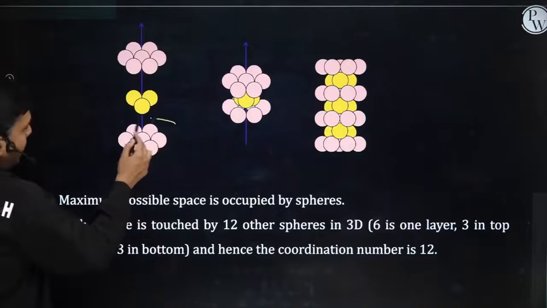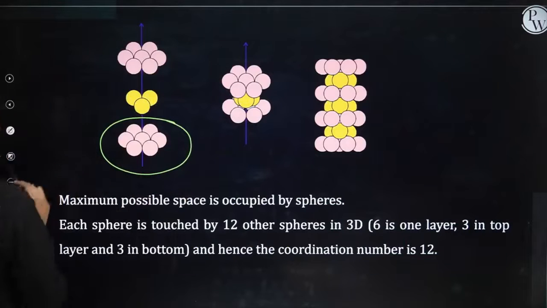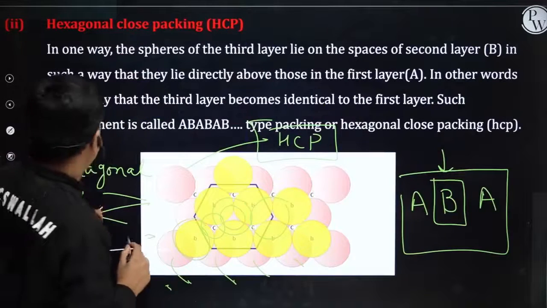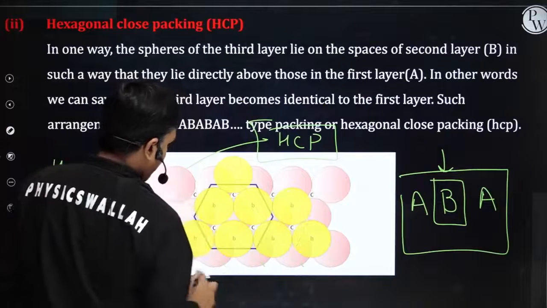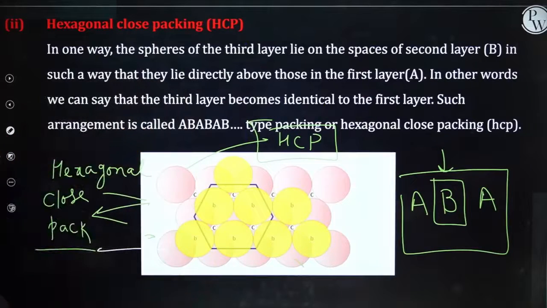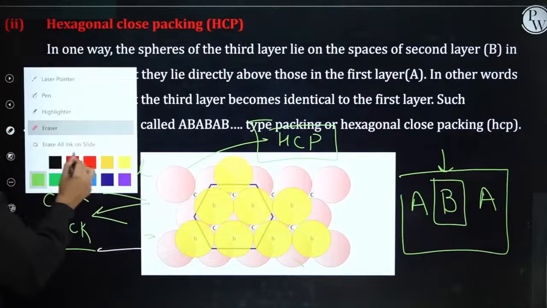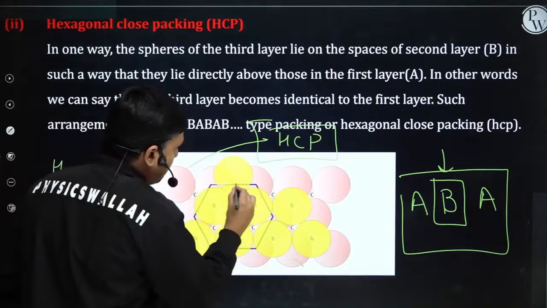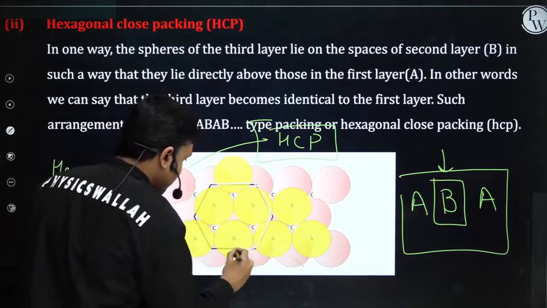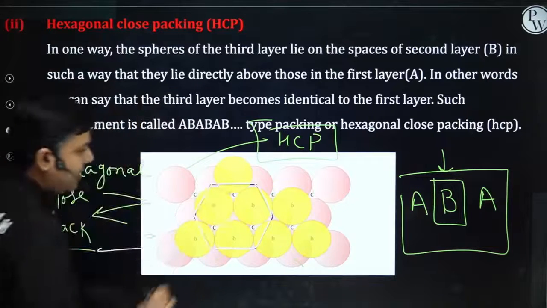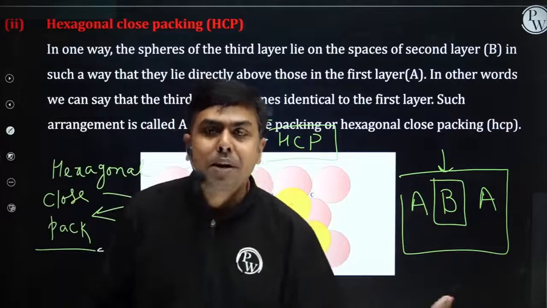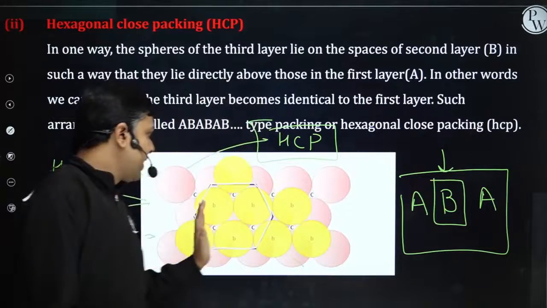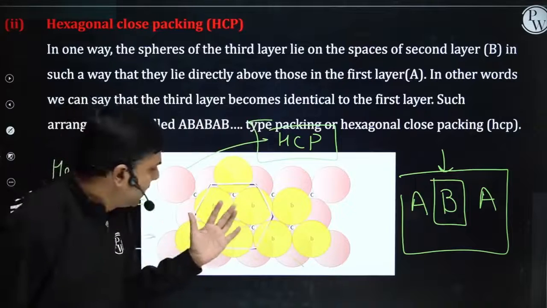This was my first layer. Now, if you focus on this particular diagram, let me erase all these things. Okay. And now, simply focus here. So this is my first layer, right? This is my unit cell, a regular hexagon, right? In 2 dimensions, whenever I do AB, AB type packing, the unit cell is a regular hexagon. Now I am going to do the packing in 3 dimensions.